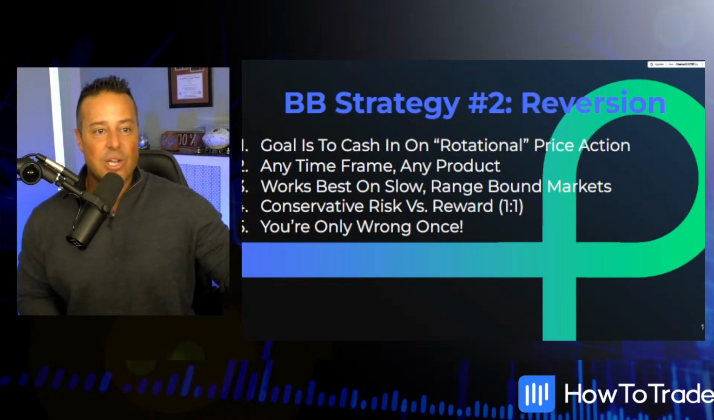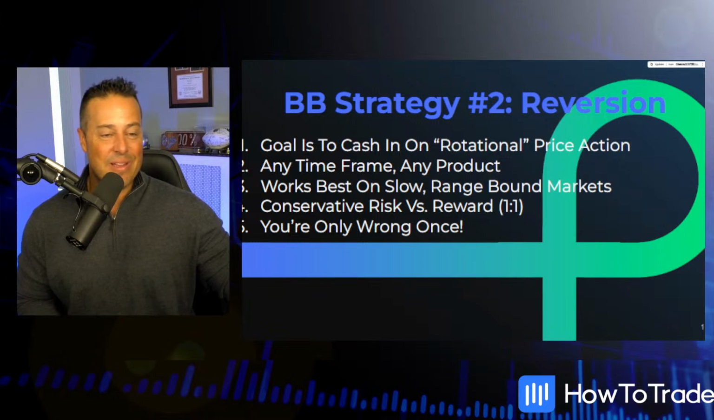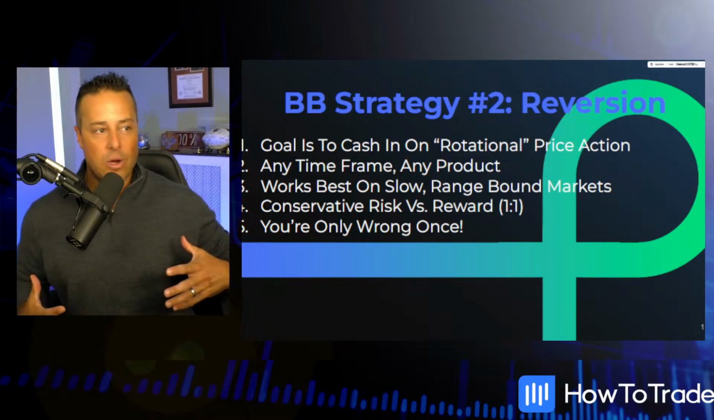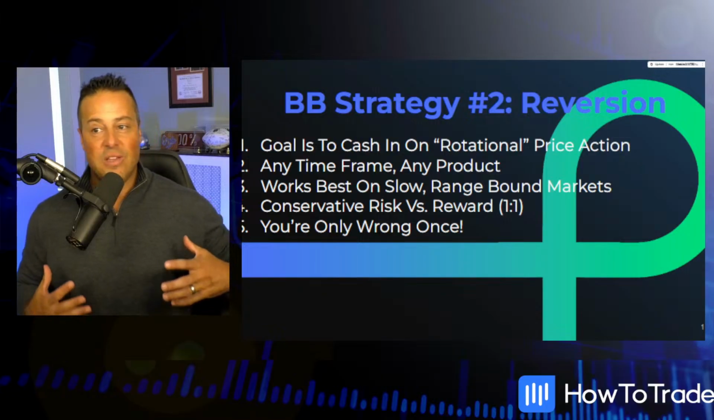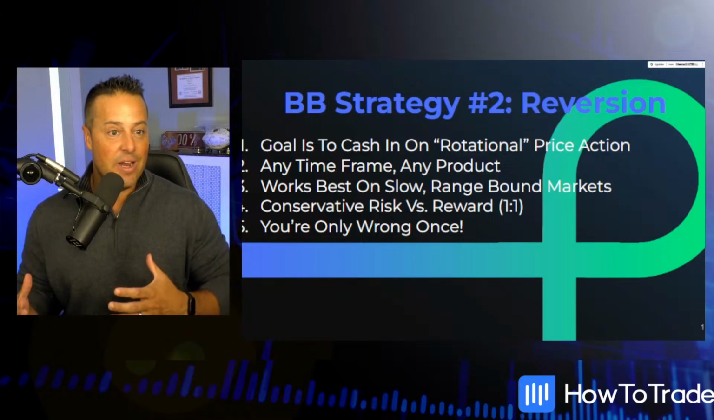Now, the goal is to cash in on rotational price action. We love a flat market here. It's a lot like that Piranha strategy that we went over the other day. Any time frame on any product, no problem at all. Trade it on any time frame, any product. But like I just showed you on that 15-second chart, the smaller time frame you get, the tougher it's going to be to execute. Works best on slow range-bound markets, no question about it. Conservative risk versus reward. This is the one that I like. One-to-one strategy. We're looking to really develop a situation where we can get paid and then move on to the next trade.